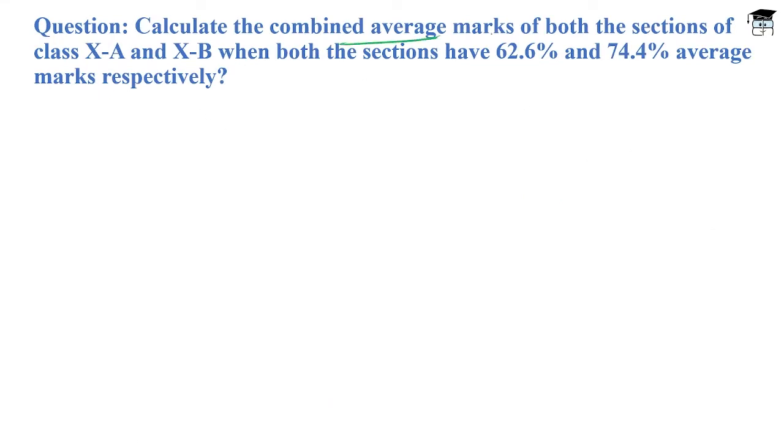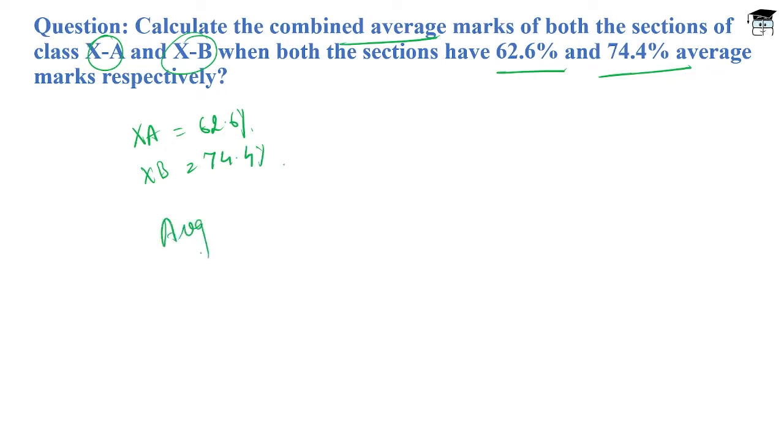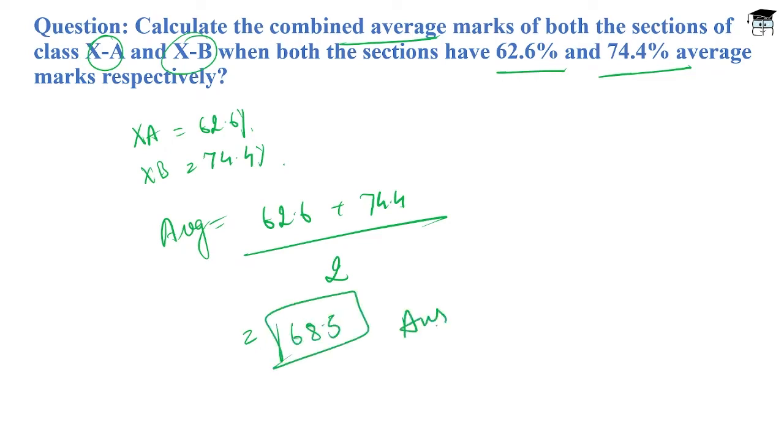Calculate the combined average marks of both the sections of class 10A and 10B when both the sections have 62.6 and 74.4 average marks respectively. Now we know the average of class 10A, that is 62.6%, and of class 10B, that is 74.4%. We just have to calculate the combined average, which would be equal to 62.6 plus 74.4 divided by 2. When you calculate this, you will get the average as 68.5, which would be your answer.